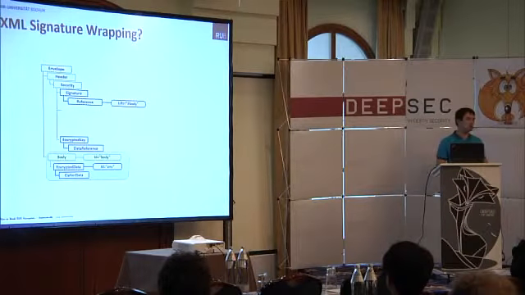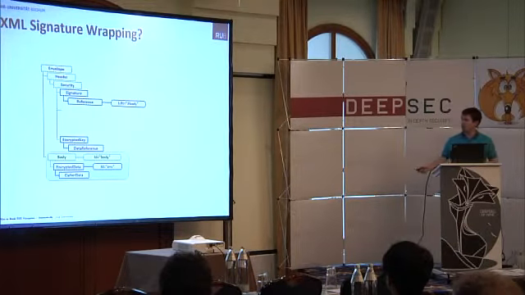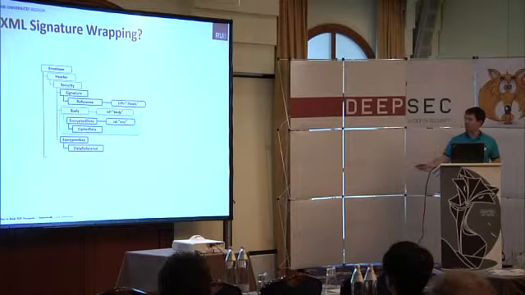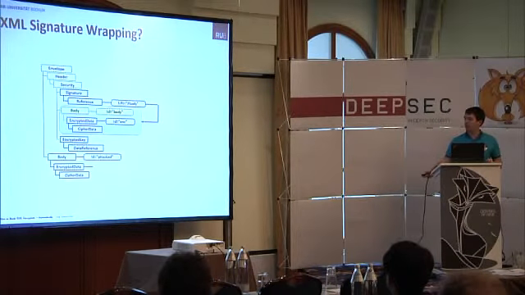The first problem is signature wrapping. So imagine we have encrypted data here, an encrypted key, and this encrypted data should be protected using a signature. What can an attacker do? He can just move the signed data here, and the signature is still valid. And he can place arbitrary encrypted data in the body element. It gets decrypted, and you get an oracle. Okay, this is the first problem.